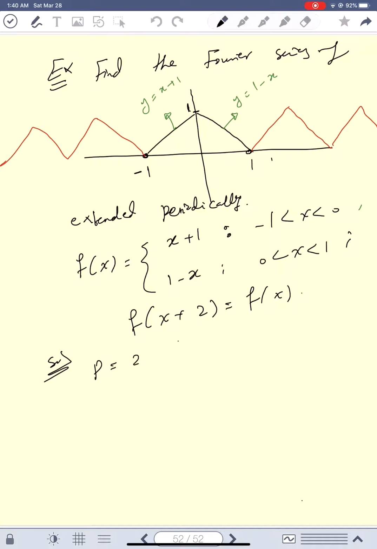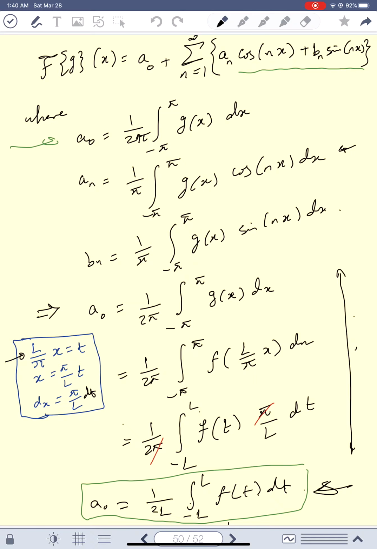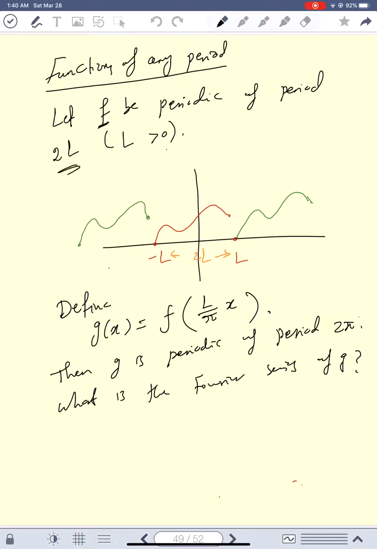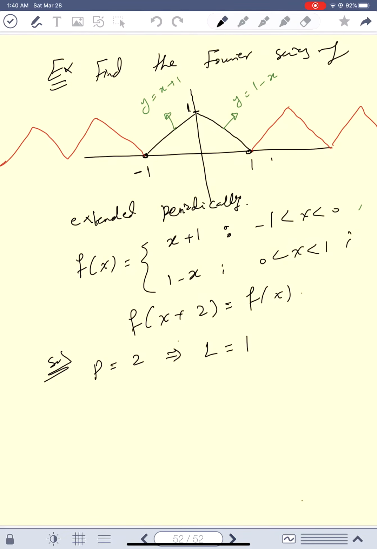Okay, so now the period is 2, not 2 pi. So here the period is 2. That means what's the L? In our notation, we use the period is 2L. So if the period is 2, that means L is 1. And then you can just proceed computing these integrals. The other observation is that f is even. So when f is even, what's b_n? b_n is 0.